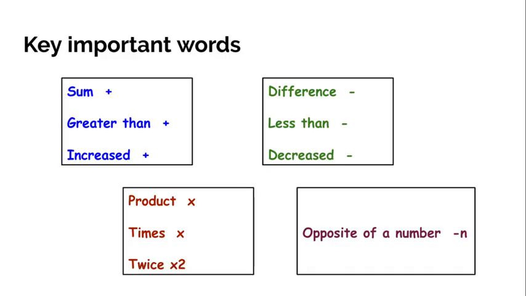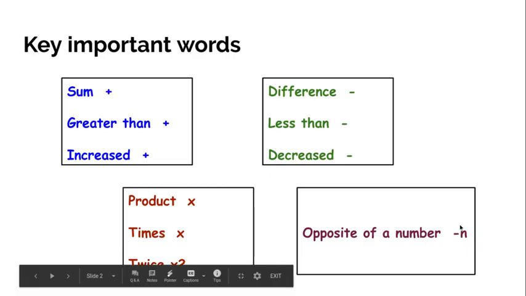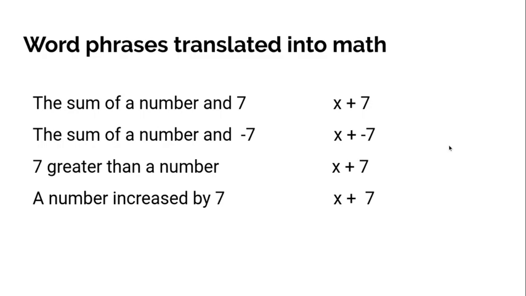And then this one that is very important also, which is the opposite of a number. And remember, the opposite is just changing the sign. And so we're going to put a minus n because whatever n is, we want the opposite, changing the sign. So let's look at some of the examples.